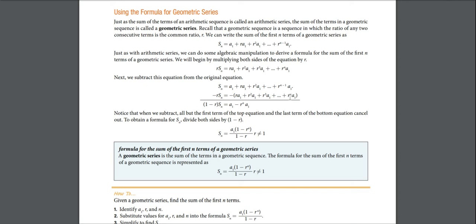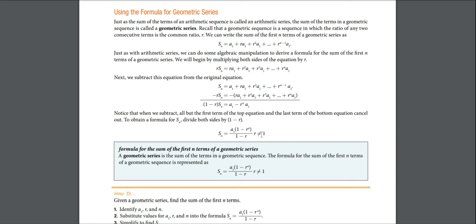So what I'm left with once I've done this subtraction is a1 minus r to the n a1. So that's what we have here. And then I'm just going to factor out an a1 because I can do that and divide by 1 minus r. So that is going to give us this formula. Note that r is not equal to 1 because if I did that, then I would have 0 down here, which I can't do.